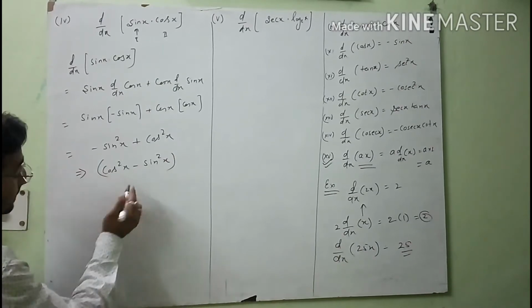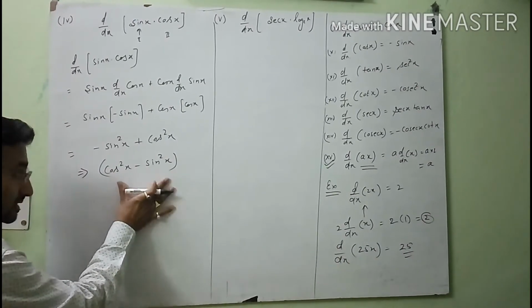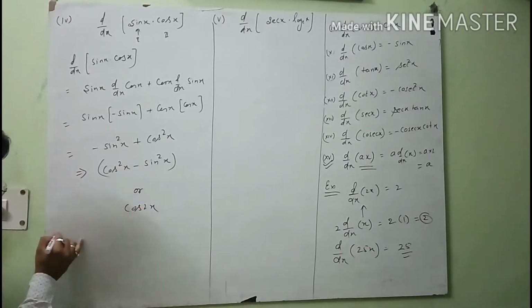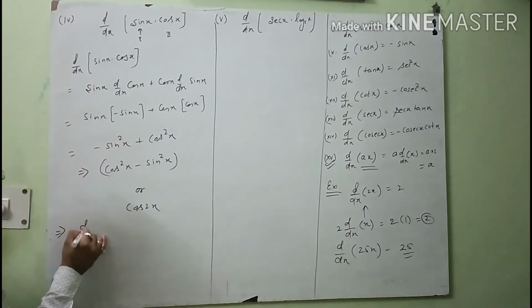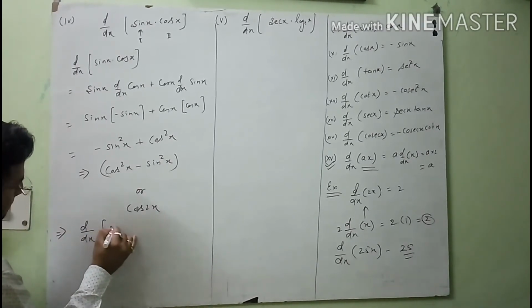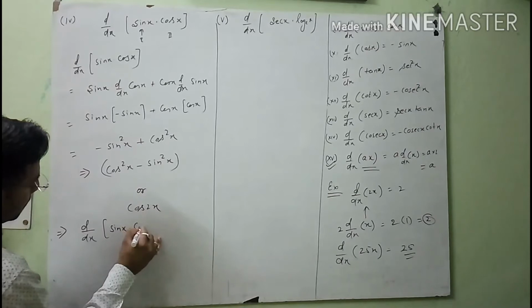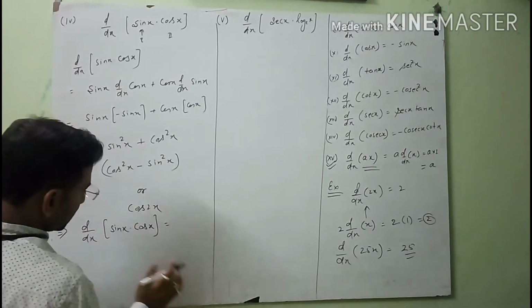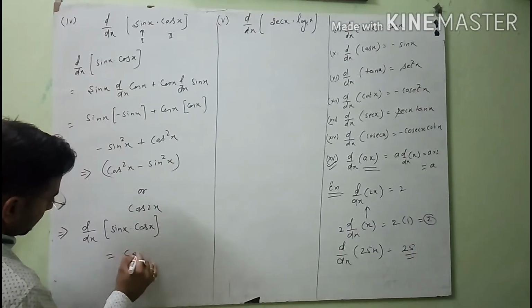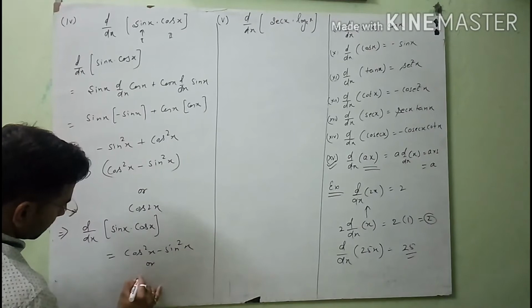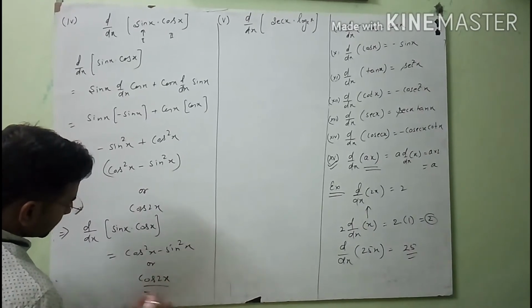So you can write here either this, or you can write cos 2x. So we can say that the differentiation d upon dx of sin x into cos x is equal to either cos square x minus sin square x or cos 2x. Point is clear, student?